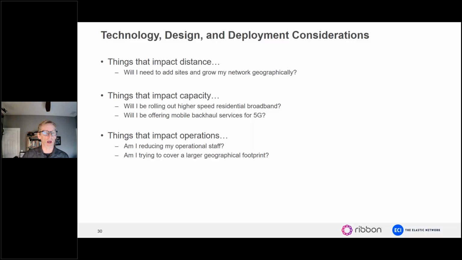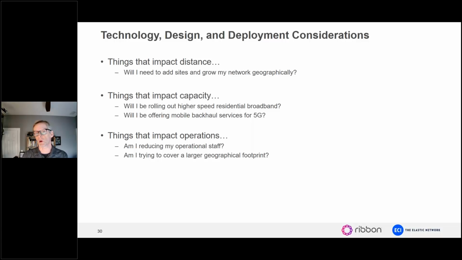In the coherent world, will I be rolling out higher speed residential broadband? Will I be doing mobile backhaul for 5G? If you're a rural operator, you may be tempted to think that 5G isn't going to impact your life much, and actually it will. There are lots of applications out there in rural environments that can benefit from 5G, and the mobile operators who are deploying those radios are going to need backhaul, and they're going to need it from you.